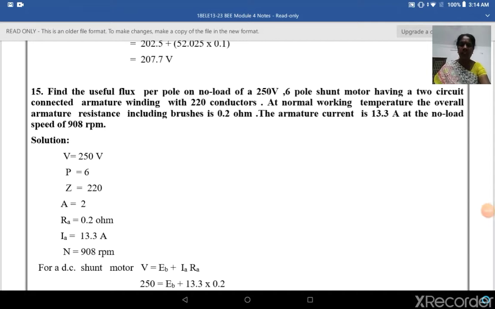Good morning, students. Today we'll see some numericals in DC motor.